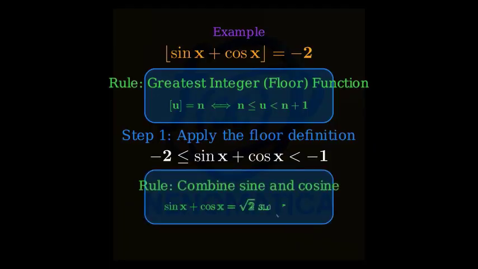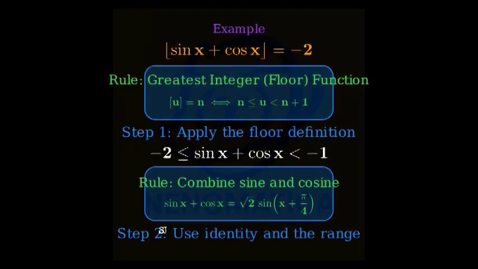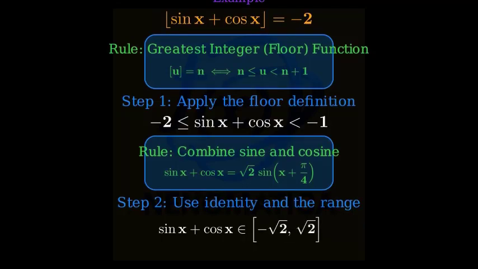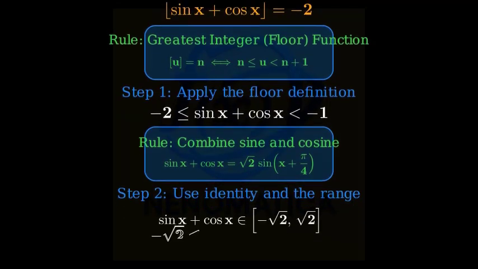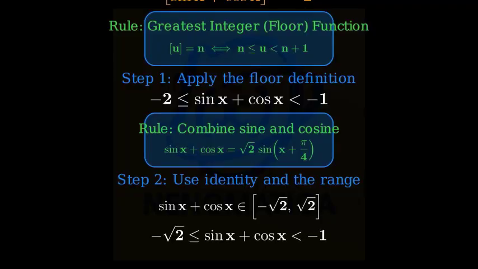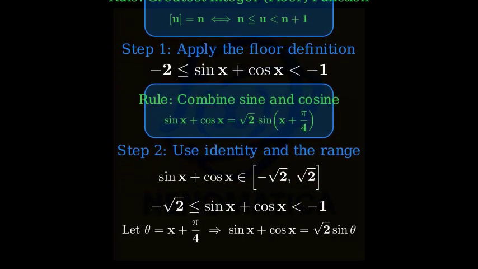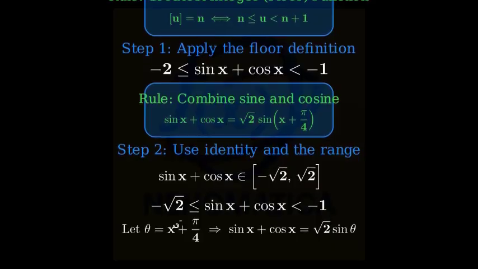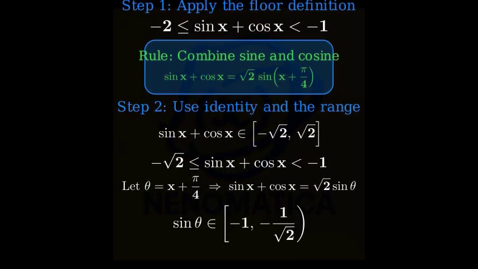Step 2. Use the identity sine x plus cosine x equals square root of 2 times sine of x plus pi over 4. Also, the range of sine x plus cosine x is from negative square root of 2 to positive square root of 2. Therefore, the inequality is effectively negative square root of 2 less than or equal to sine x plus cosine x, and strictly less than -1. Let theta equal x plus pi over 4. Then the left side becomes square root of 2 times sine theta. Dividing by square root of 2 gives sine theta in the interval from -1 to -1 over square root of 2, not including the right endpoint.